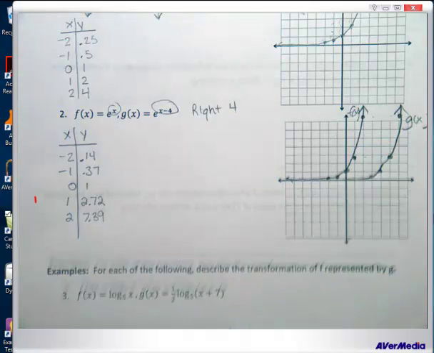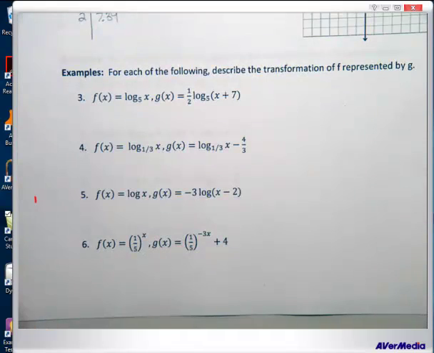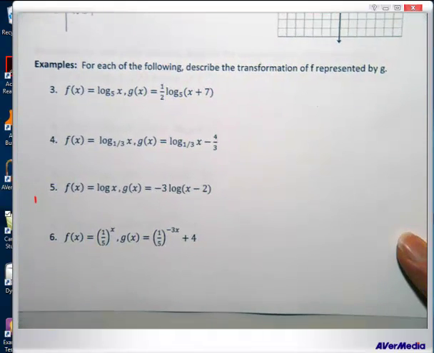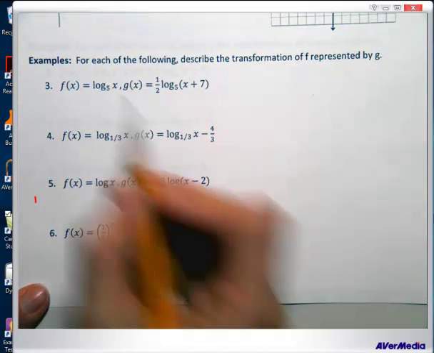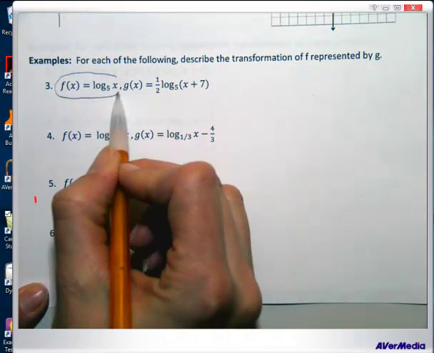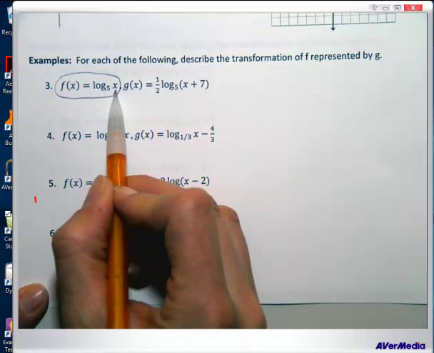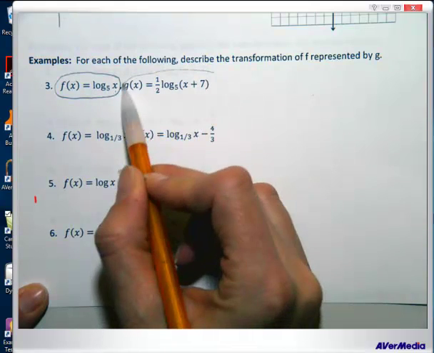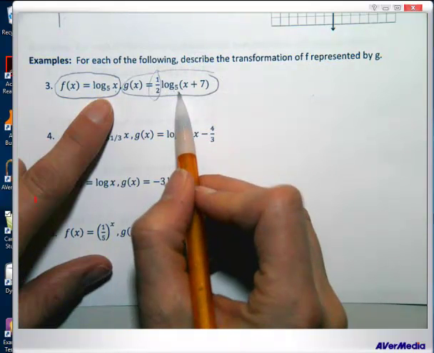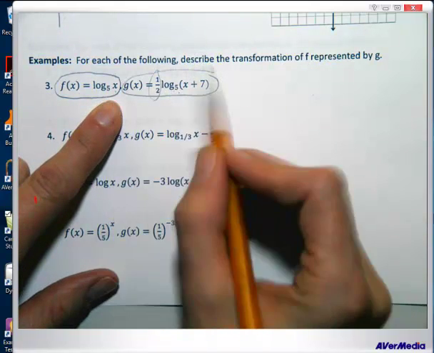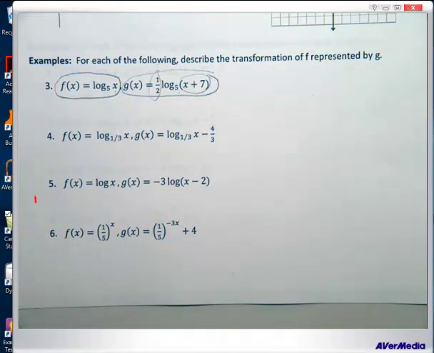All right, the next part, it says just for each of the following, just describe the transformation of f represented by g. For number 3, it says log base 5 of x, and then the g of x function has a 1/2 multiplied on the outside. It still has a base of 5. And then instead of x, we've replaced x with x plus 7. So there's 2 changes that have happened. I've replaced x with x plus 7, and I've multiplied by 1/2.